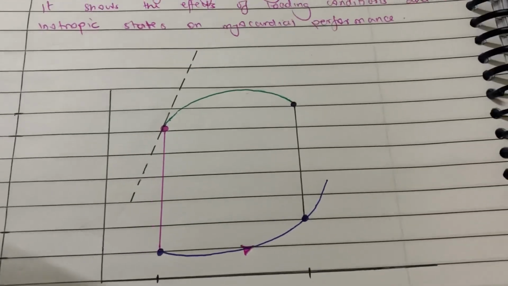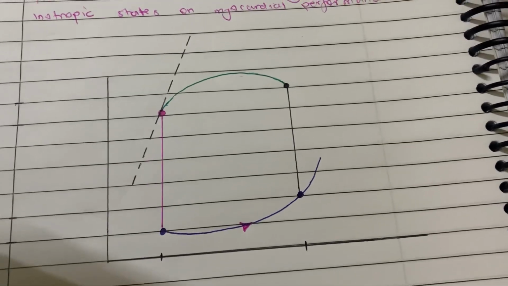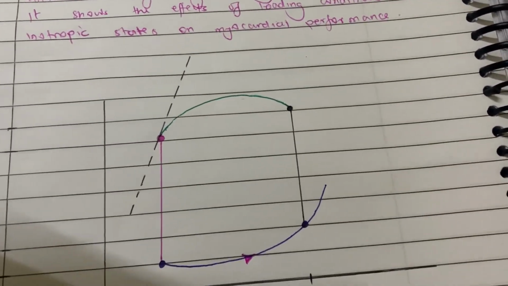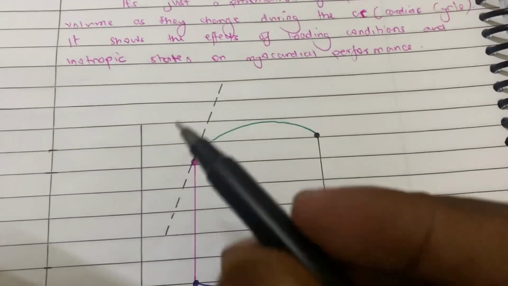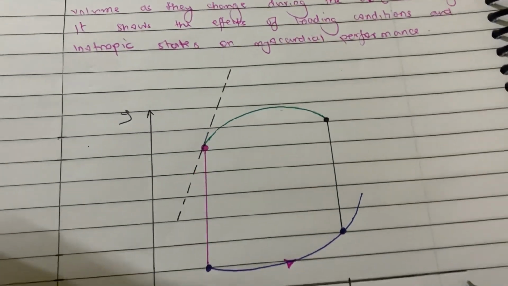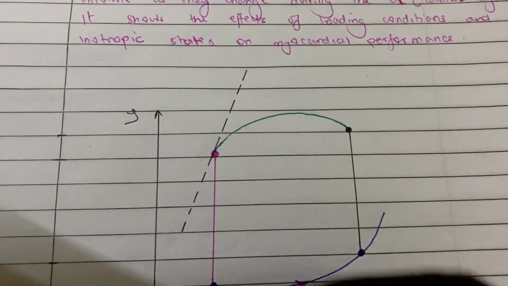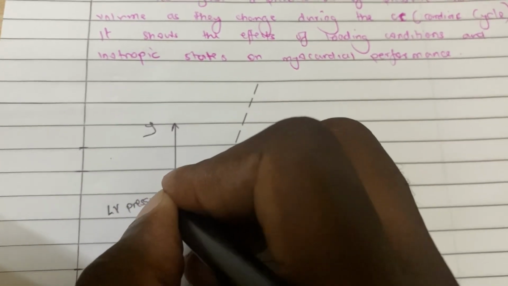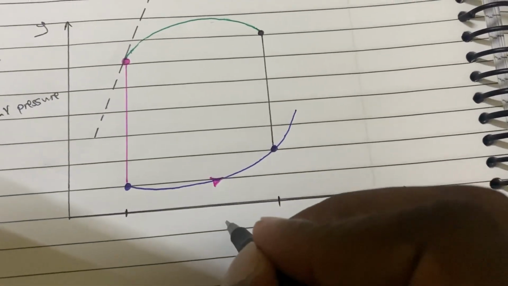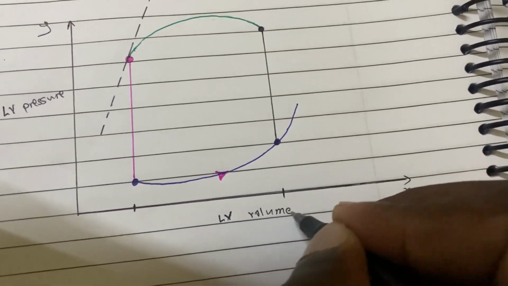This is a curve. These are the different curves and phases of the pressure volume loop, pressure and volume. This is a graphical presentation. We have the y-axis and the x-axis, as usual. Now, what do we have here? We have LV pressure, left ventricular pressure, and here we have LV volume. This is the labeling.